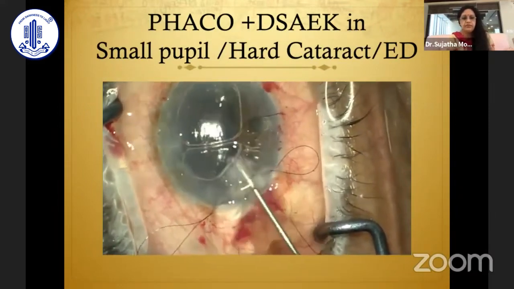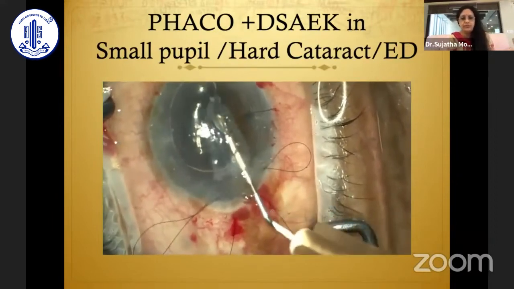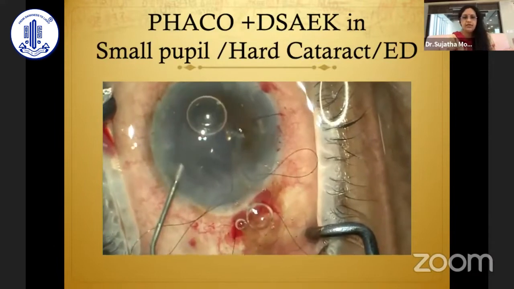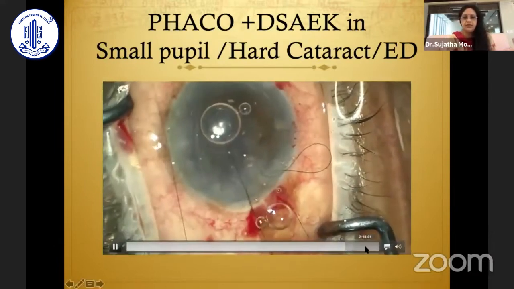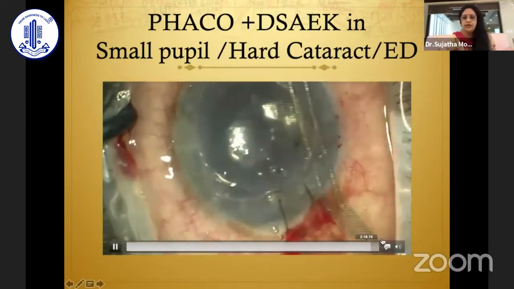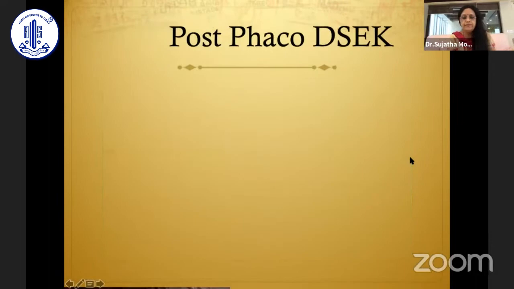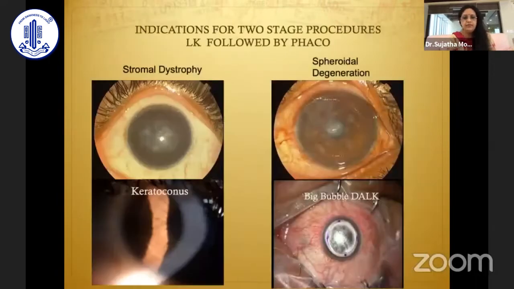So these are some of the problems that you don't anticipate, because I didn't expect the patient to have a floppy iris at all. But fortunately, everything went off very well, the disc came out very well, and the disc was unfolded beautifully, and the outcome was good. So these are some of our patients who had a Phaco DSEK.